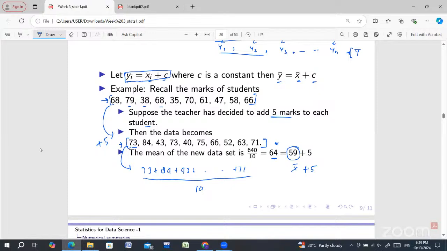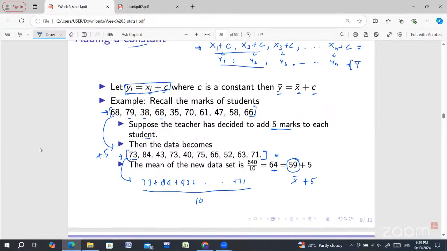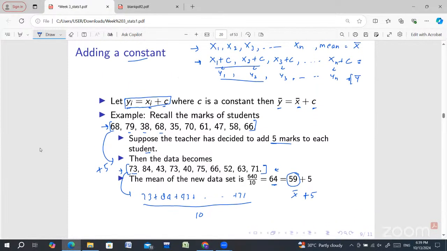Is it clear? You can verify this result also. It is advisable to remember this result, because it will help you to solve questions. If you know the mean of the original data set, you don't need to find the mean again for the new data set. You can just directly use this formula. You just have to add that constant to the mean of the data set.